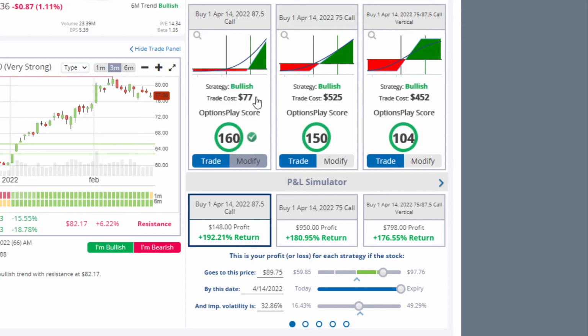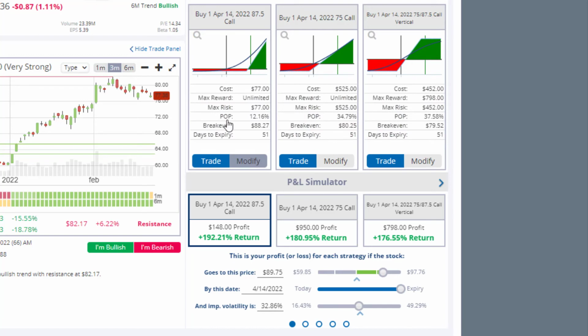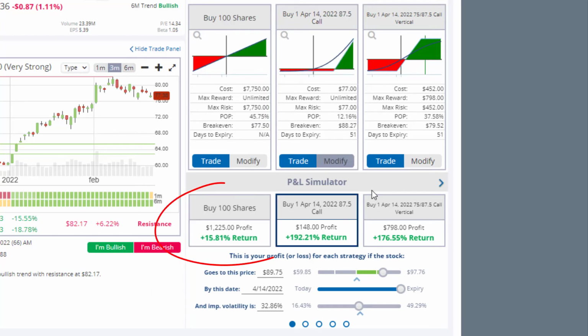And you can click again on the actual setup. You can see the cost was $77 for a return of $148. A nice 192% return. But what would happen to the stock price in that same scenario? So here you can see that we bought the 100 shares. Yes, we've made 15.8% and a $1,200 profit.